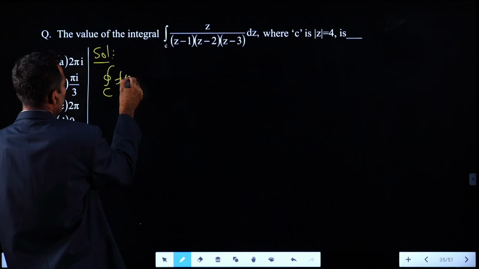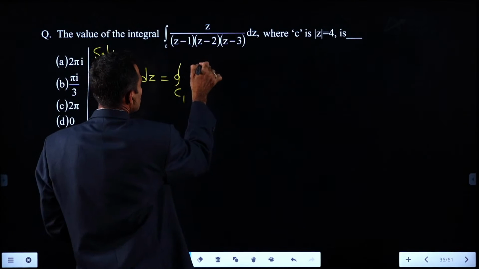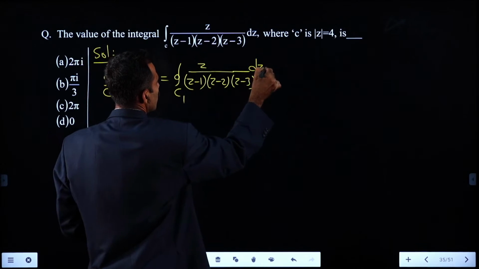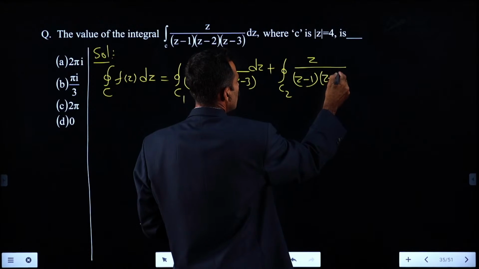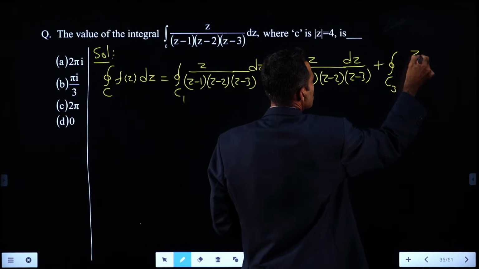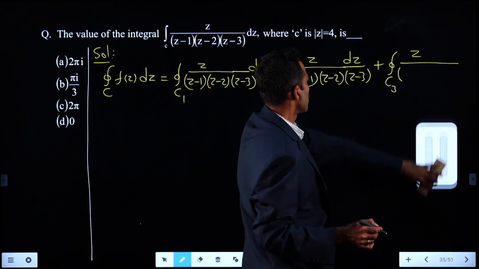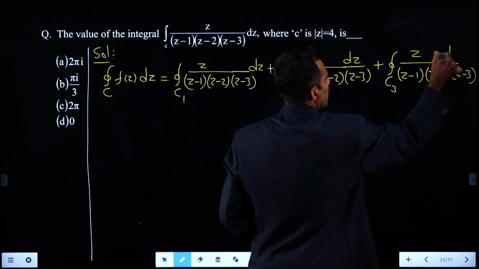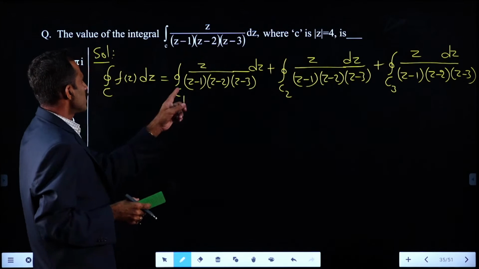Integral over C of f(z) dz equals integral over C1 of z by (z minus 1)(z minus 2)(z minus 3) dz, plus integral over C2 of z by (z minus 1)(z minus 2)(z minus 3) dz, plus integral over C3 of z by (z minus 1)(z minus 2)(z minus 3) dz. Right? Now this is along C1, along C2, C3.